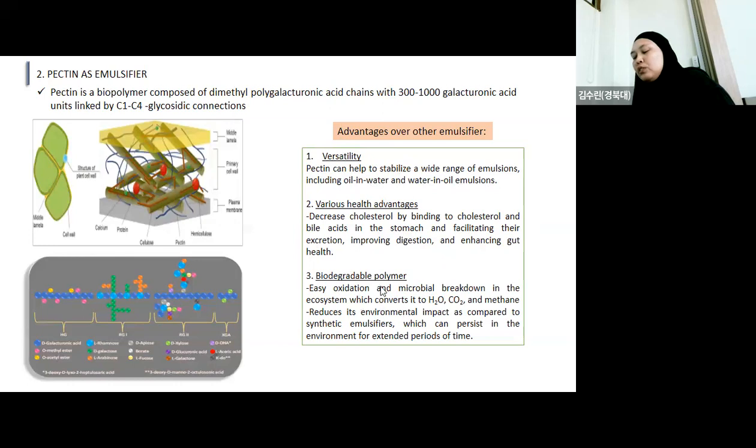The third advantage of using pectin is that it is a biodegradable polymer, so it is easily oxidized by microbes, and it can also reduce the environmental impact compared to synthetic emulsifiers. Normally pectin has three types of structure. The first one is HG, the second one is RG-I with sugar side chains, and the third one is RG-II.